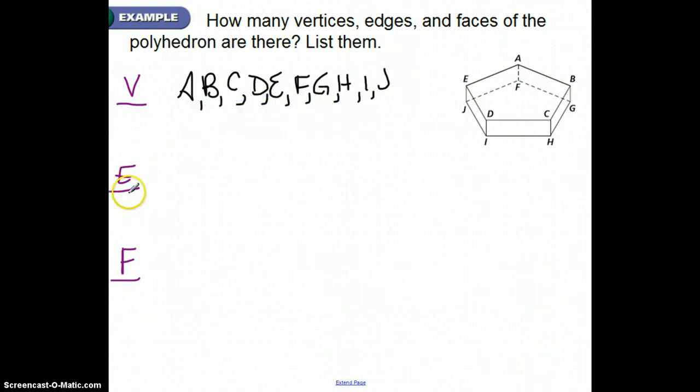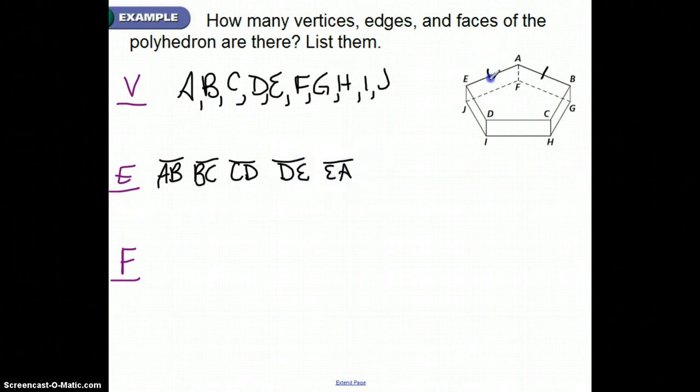Now, edges. Start at the top and kind of work your way around and then go to the bottom. So the top, if I started it, would be AB, BC, CD, DE, and EA. Those are all the ones here.